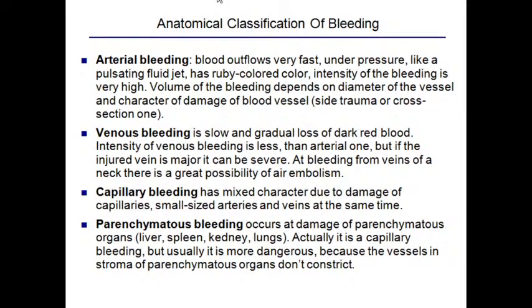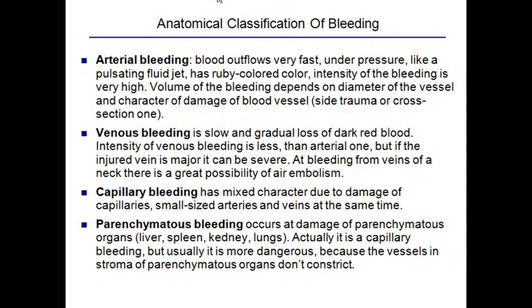Intensity of venous bleeding is less than arterial one, but if the injured vein is major, for example, vena cava, superior or inferior, subclavian vein, brachial vein, the bleeding can be very severe, massive. At bleeding from veins of the neck, there is a great possibility of air embolism, because blood pressure inside the large veins becomes negative during maximal inspiration.